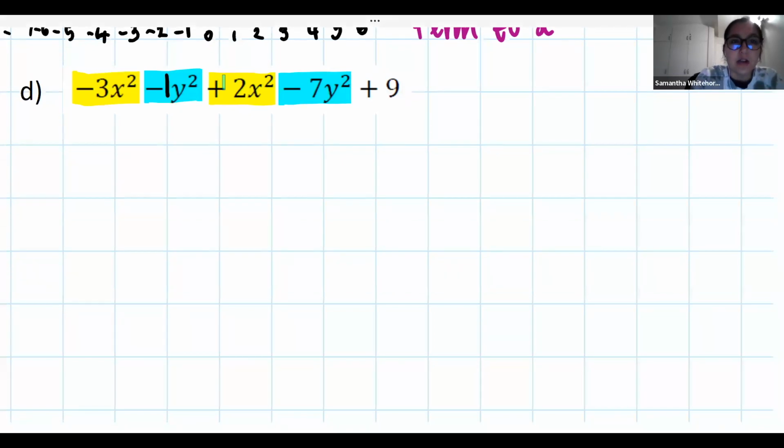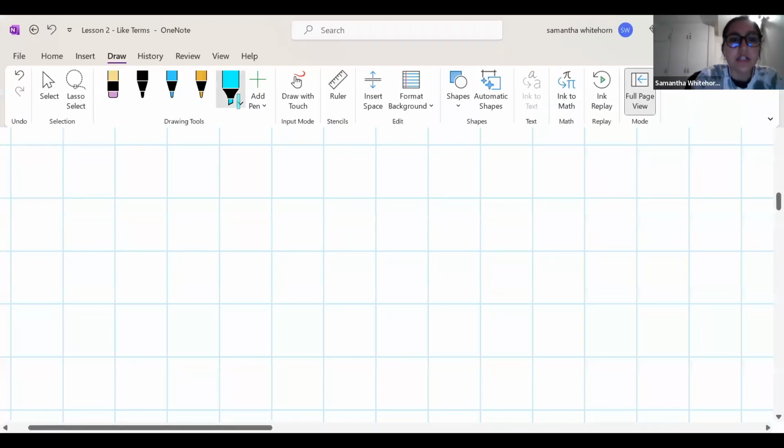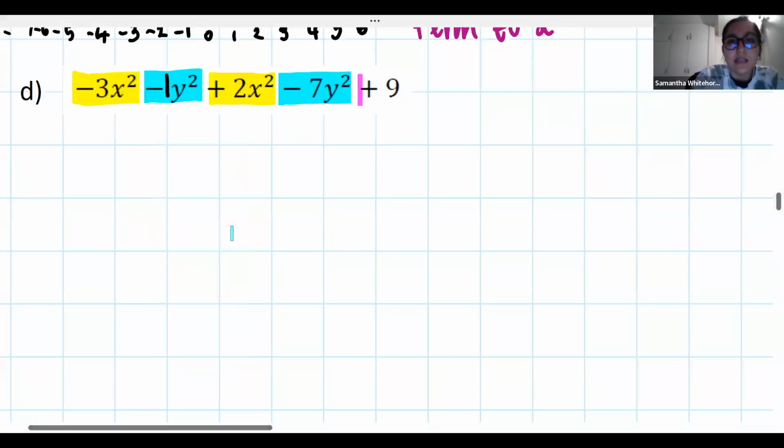Then going back to, I think it was Wami's question, we can now see that I've got one constant term. It's all by itself. And so what that means is that it's going to stay positive 9. It's not going to do anything. Okay, it's got nothing that we can add or subtract to it.